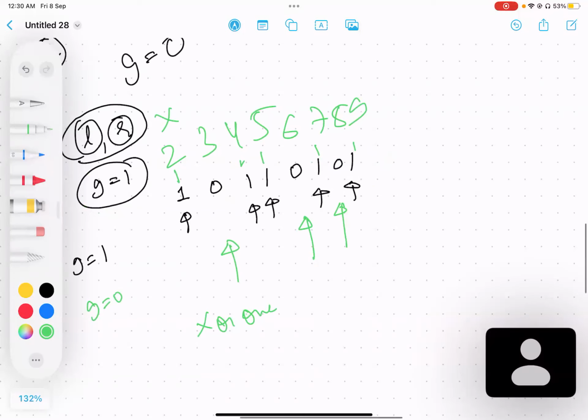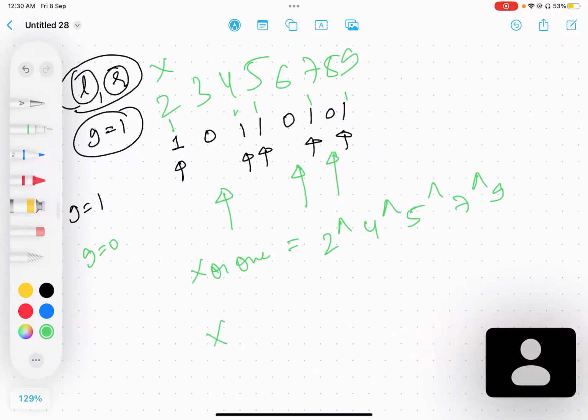So XOR of 1 will be 2 XOR 4 XOR 5 XOR 7 XOR 9. Similarly, XOR of 0 will be 3 XOR 6 XOR 8. If they give G equal to 1, we can return this as the answer, and if they give G equal to 0, then we can return this as the answer, right? But where is the issue?